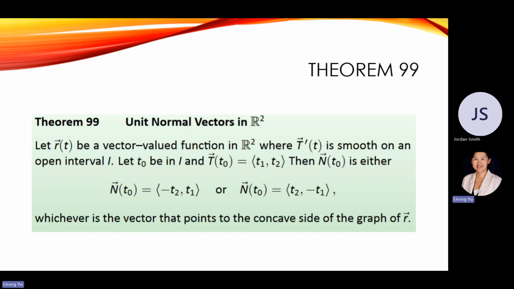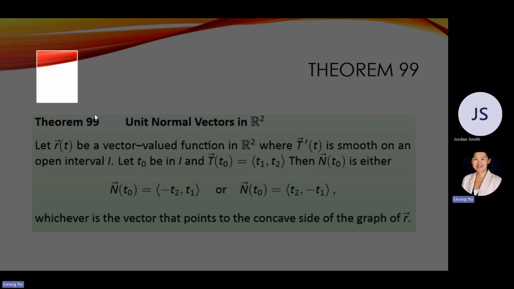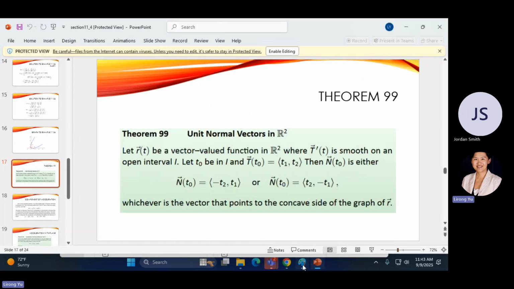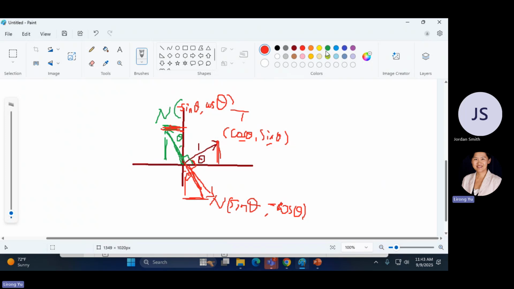All right, the last sentence says whichever vector points to the concave side of the graph. Even though we have two choices of N, which one it is depends on the direction of the curve. Which one is it? Should it be this one, negative T2, T1, or this one, negative T1, negative T2? Which vector makes more sense? The answer is whichever is the concavity.